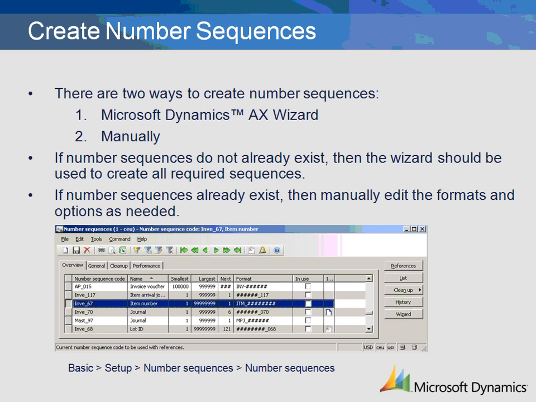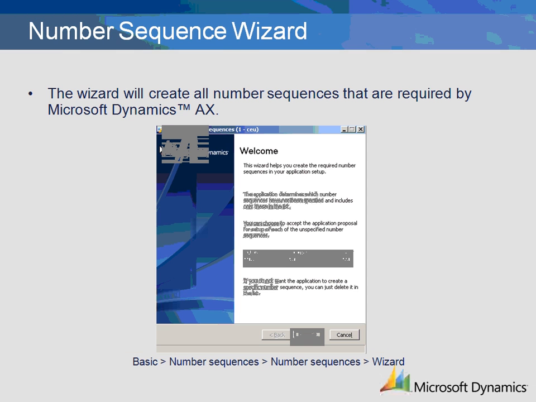If number sequences do not already exist, then the wizard should be used to create all required sequences. If number sequences already exist, then manually edit the formats and options as needed. New number sequences can be created manually at any time. If you have created a brand new company, then you will use the wizard.